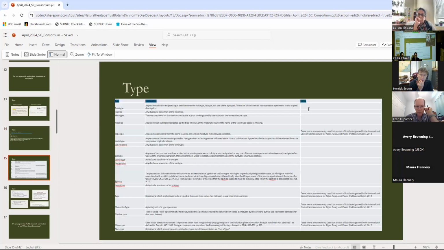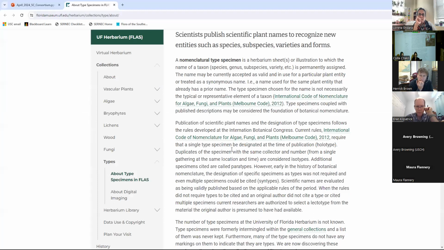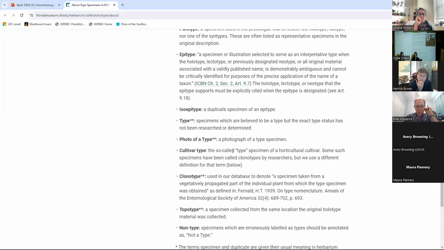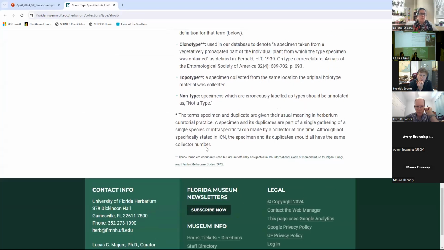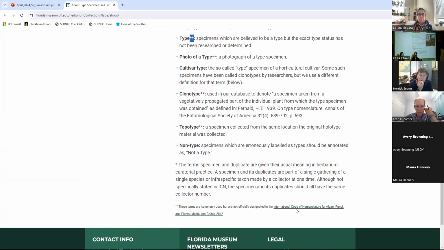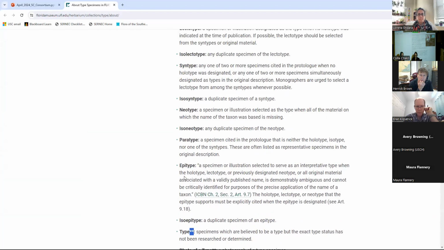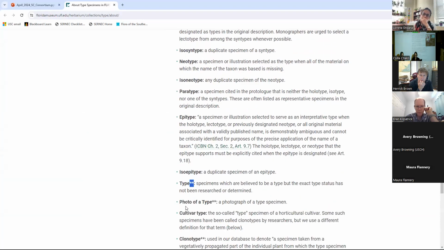So I tried to put it in here on a spreadsheet, but here's the original that we use. And then he did have a couple where he had these double asterisks. And so he's saying these terms are commonly used but not officially designated. So I don't know how you guys feel about that, because I see a lot of specimens that just say straight type, even though technically that's not correct.